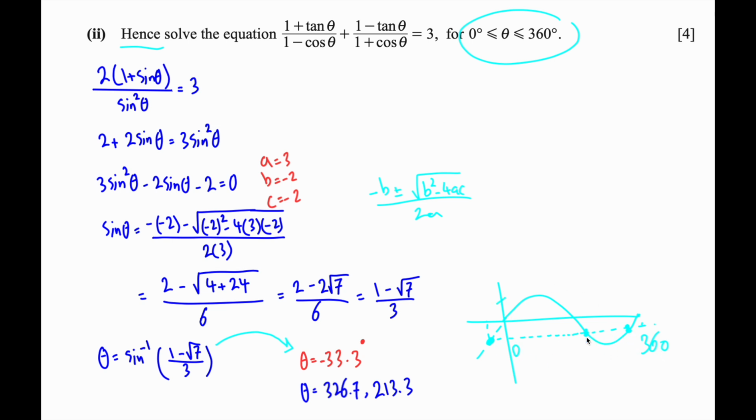One of them can be found easily just by adding 360, because the period of the sine function is 360, so I can get the next answer easily. For this one, you can use the fact that the sine curve is symmetrical from 180 to 360. So if this is one of my answers, I can obtain the second one by just adding 33.3 to 180, and that's what I get here. So these are my 2 answers.